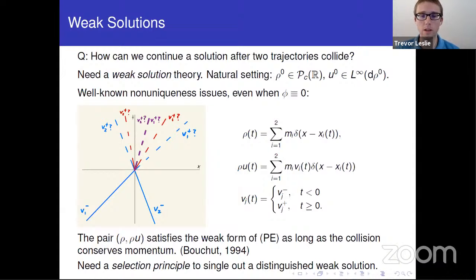But the most naive version of a weak solution won't get you uniqueness. And this is a problem that already appears for the pressureless Euler equations. Basically, if you take 2-point masses moving along straight line paths and colliding at time t equals 0, you can specify a range of different post-collisional velocities. These particles can just keep minding their own business and not interact at all, or we can have completely elastic or completely inelastic collisions or something in between. And all of these options will solve the weak form of the pressureless Euler system. So we need some additional criterion to single out a distinguished weak solution.